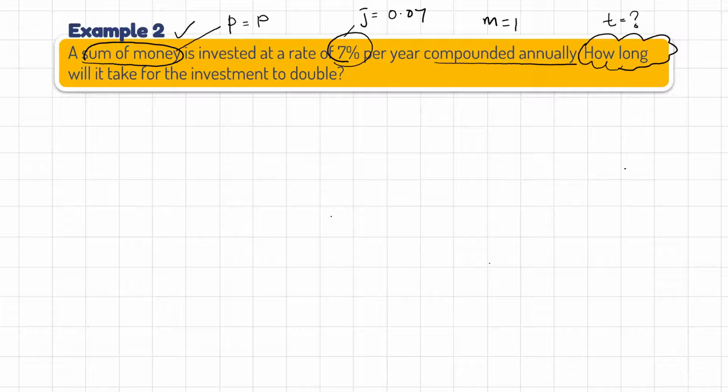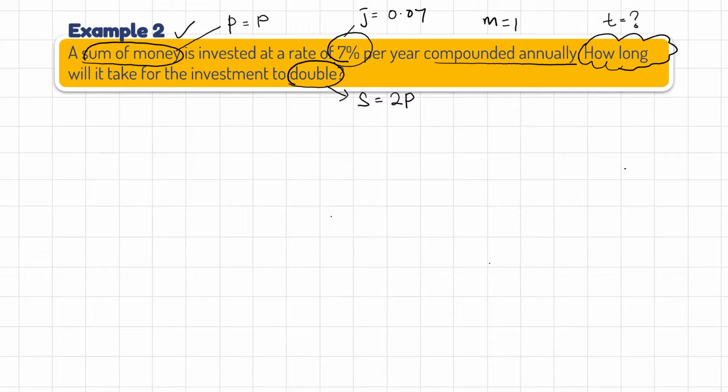How long will it take for the investment to double? A sum of money is represented by P. So for the investment to double, which means that the sum of money will be double itself, it is going to be S equals 2P. Why S? Because it is the amount of money after the period. The amount of money will be 2P, since the keyword is double.